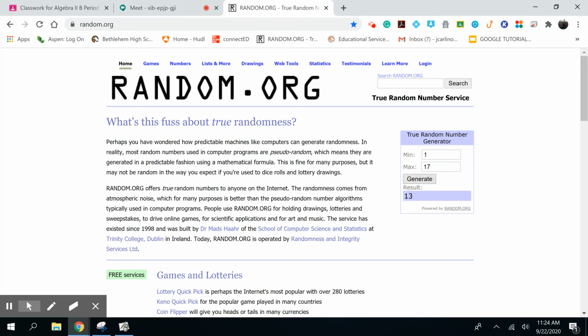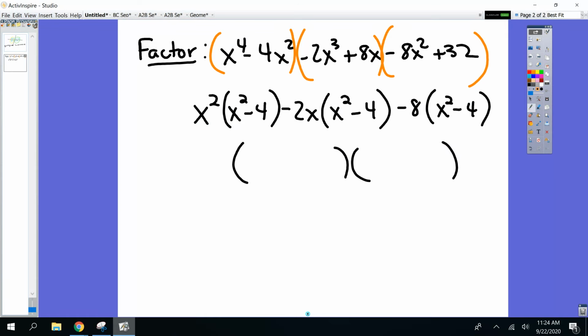Here we go. Sophia, you're up. What should go in the first parenthesis? X squared minus 2x minus 8. Good job. And how about in the third parenthesis? The second one. X squared. Yeah, minus 4. Yep. Okay, keep going, please. Keep going. You're far from done. That's a good job of grouping.